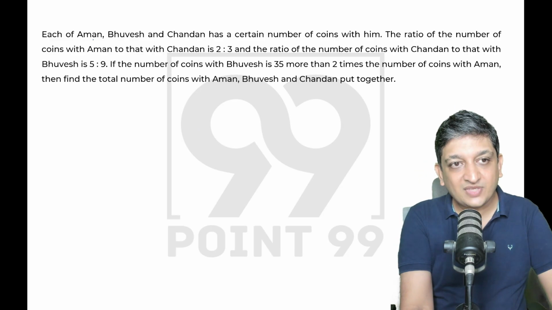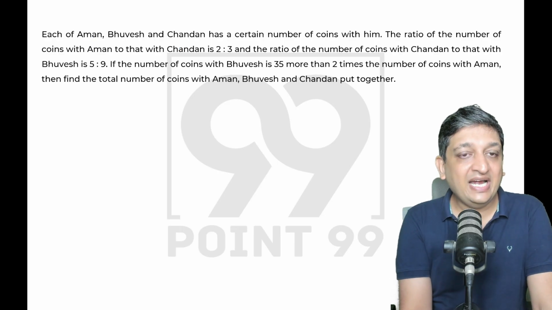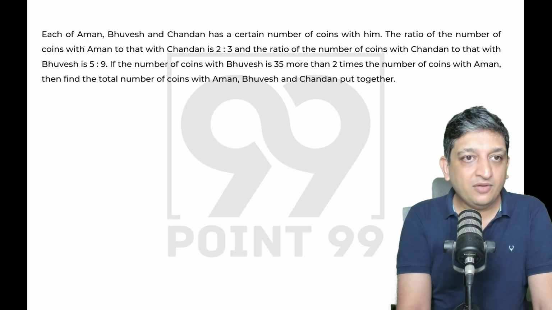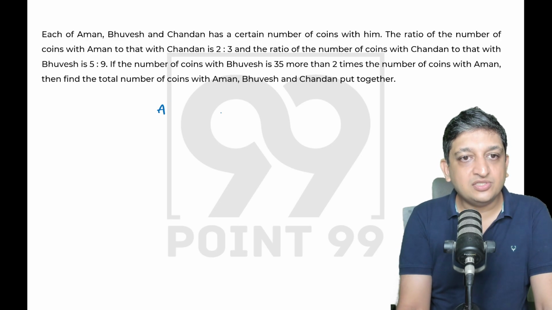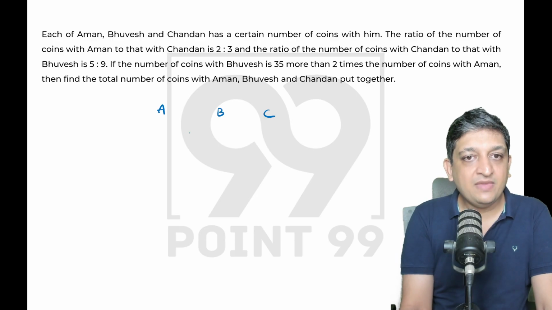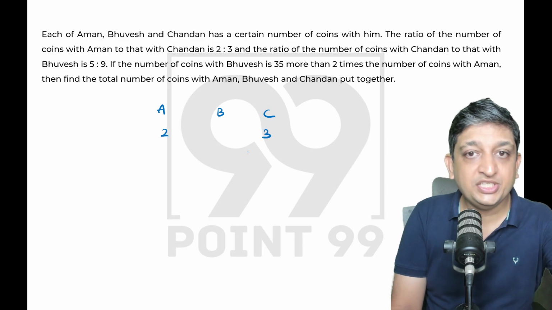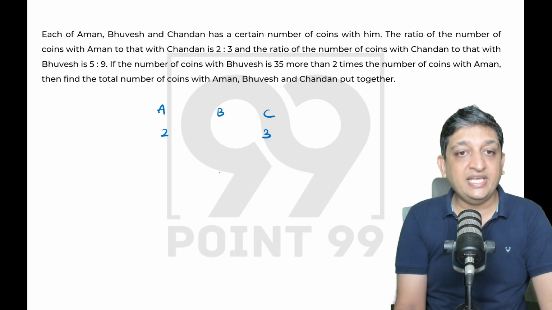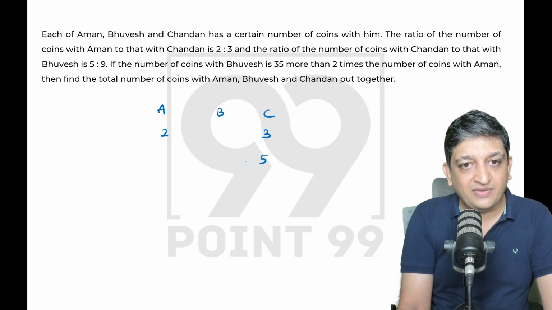So let's see. Each of Aman, Bhuvesh and Chandan has a certain number of coins with him. The ratio of the number of coins with Aman to that of Chandan. So you have A, B and C. Now Aman to Chandan is 2:3. So I'll just say 2:3 here. And then what is going to happen? The ratio of the number of coins with Chandan to that of Bhuvesh is 5:9. So Chandan to Bhuvesh is 5:9.